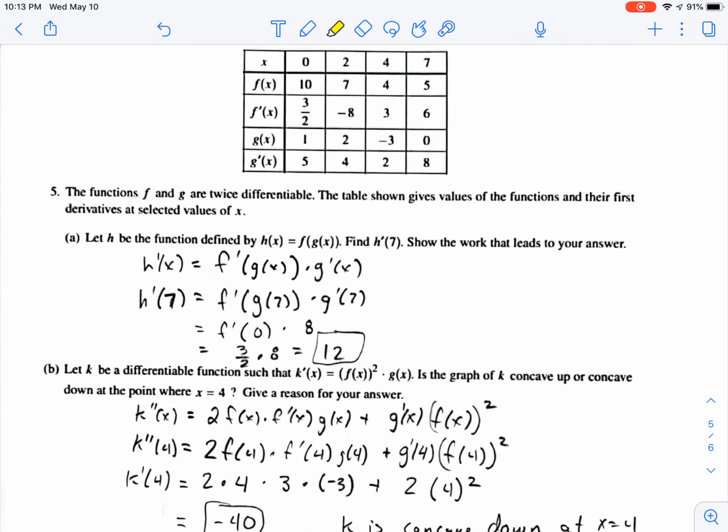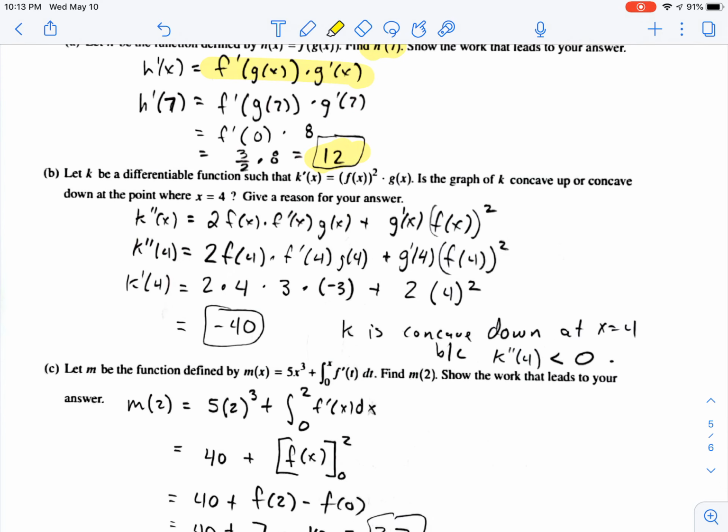On question 5, this is a lot of derivative rules and integration, just being able to read math, kind of. So in this first question, it really wanted us to use the chain rule to figure out what h prime of 7 is. So we need to use our chain rule: derivative of the outer function, the inner one still plugged in, times the derivative of the inside function, and you end up getting 12.